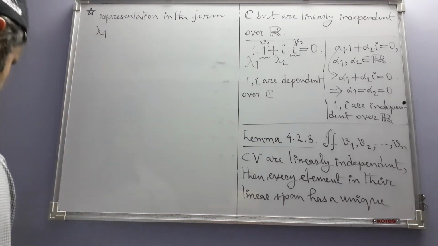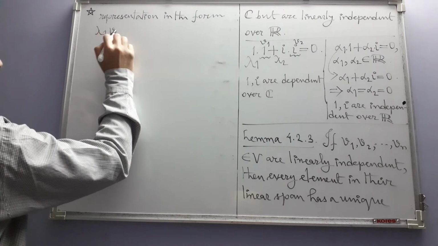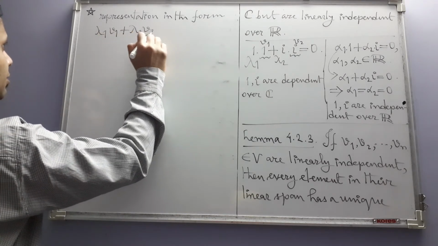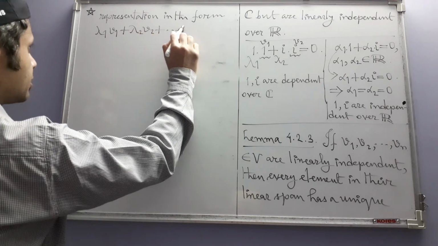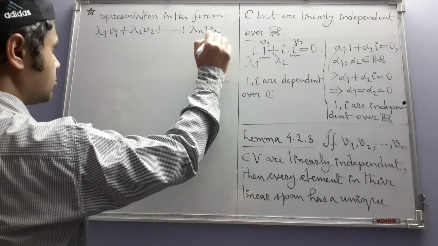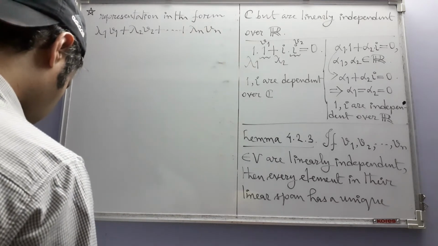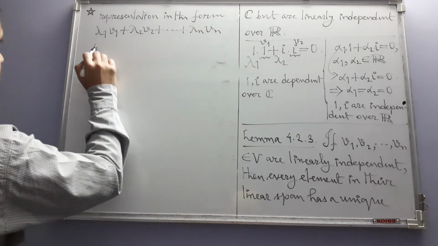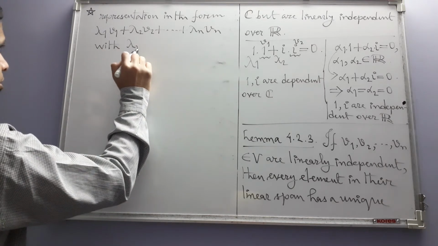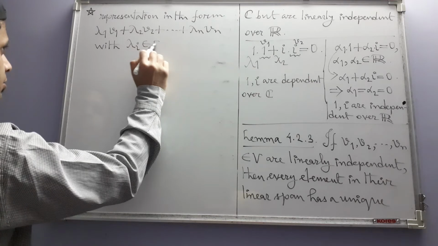It does not matter what symbol we use, but it feels nice to write exactly what's written in the text, with the lambda i's coming from the field F, of course.